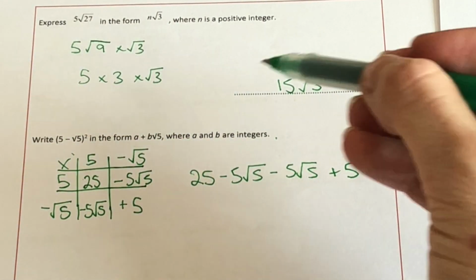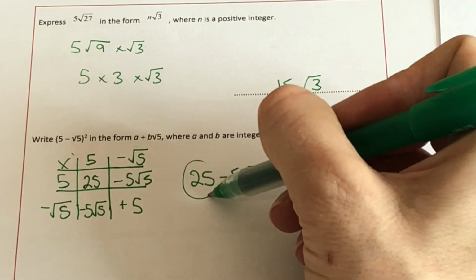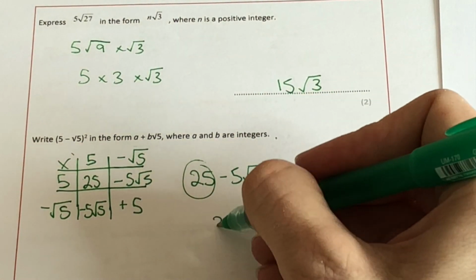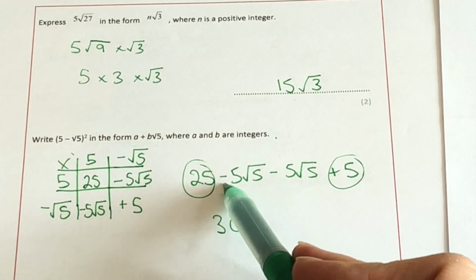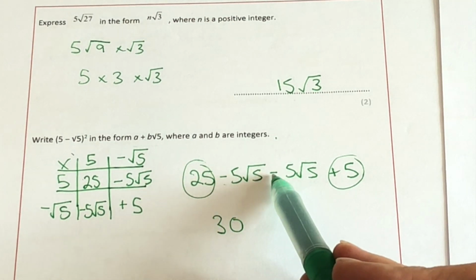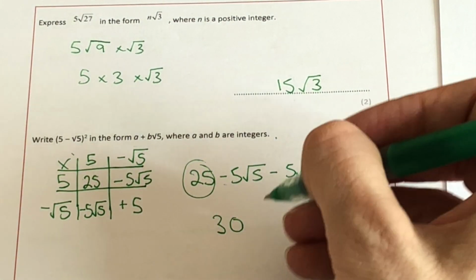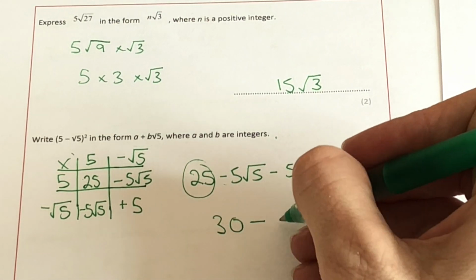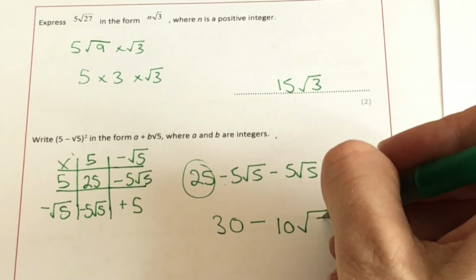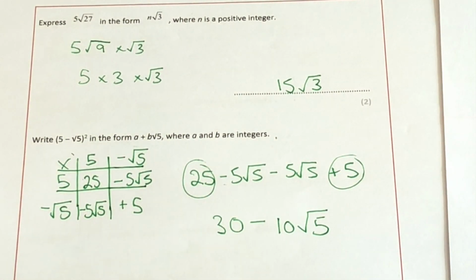So you can add your integers together. So I get 25 add 5 is 30, minus 5 root 5, take away another 5 root 5, leaves me with minus 10 root 5. And that's your answer. That's in the form a minus b root 5.